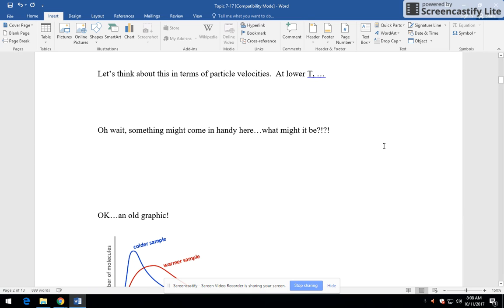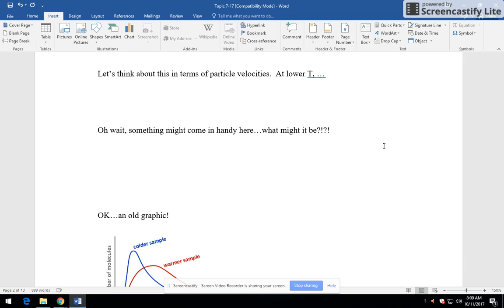So think about this in terms of particle velocities. At lower temperature, what's the particle velocity like? Therefore, what might that do to the evaporation rate? And at higher temperature, tell me about the particle velocities and therefore something about the evaporation rate. So you should write something like that down. You can press pause again so that you can write something down.